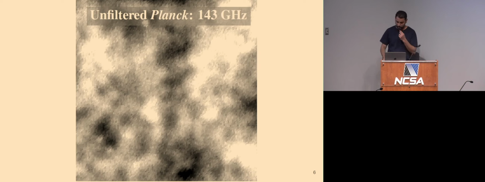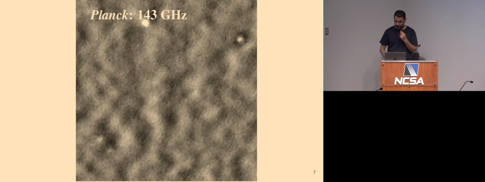So this is a map of Planck, unfiltered. This is basically after doing some filtering. So you see that there are these things. The background is cosmic microwave background, and then on top of that, you see these sources. These are actually galaxies, okay? These are galaxies emitting pretty much in the same frequency that we are observing CMB at.